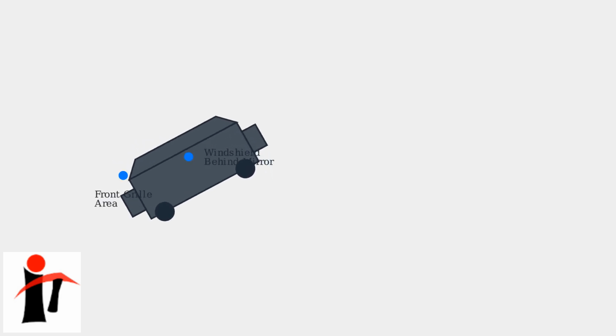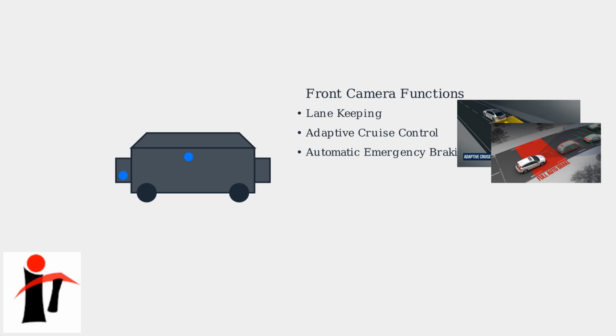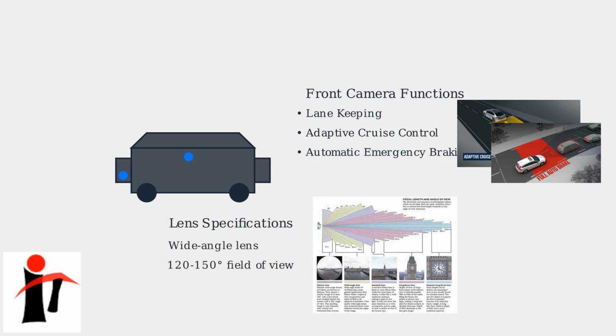The primary front camera is located either on the windshield behind the rearview mirror or in the front grille area. It captures the road ahead for features like lane keeping, adaptive cruise control, and automatic emergency braking. This camera usually has a wide-angle lens, around 120 to 150 degrees field of view. Newer models may have higher resolution sensors, such as 8K, for improved object detection.